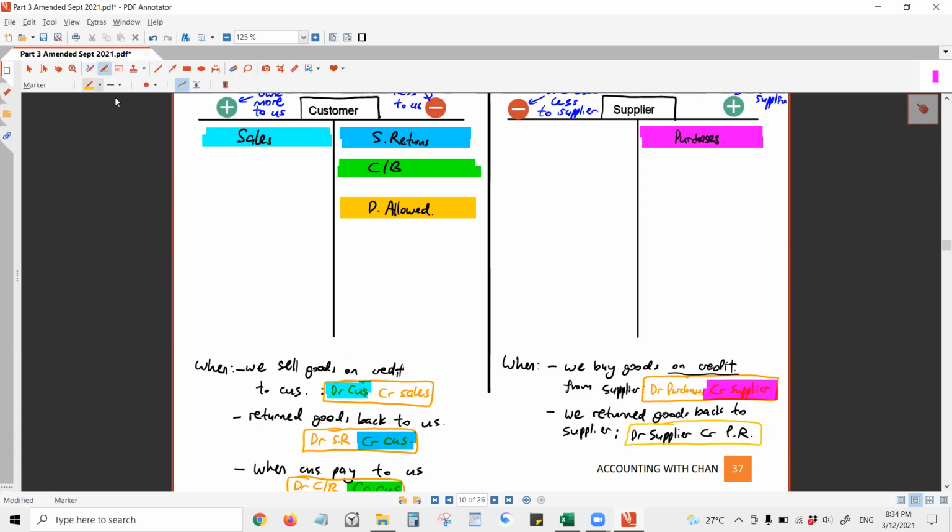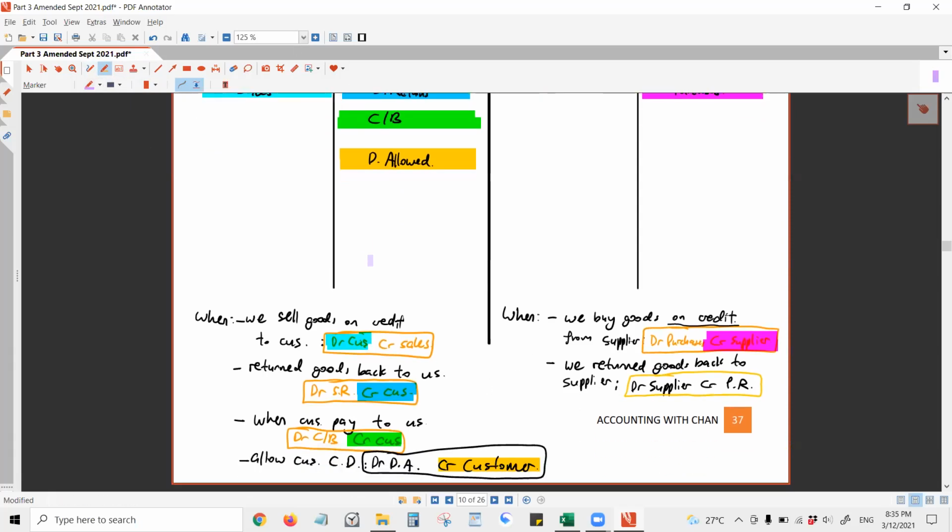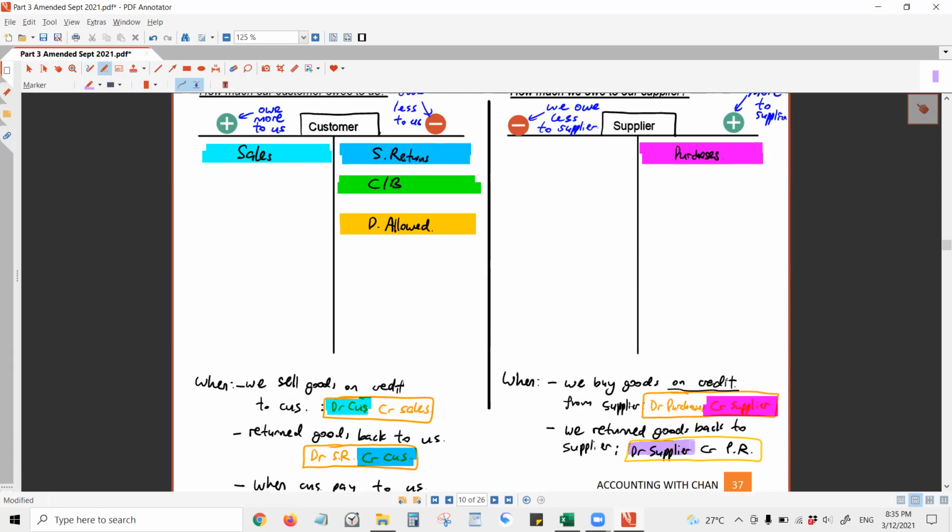So you see, when we return goods back to the supplier, it indicates that we owe less to the supplier, right? We are going to owe less to the supplier after returning some goods. We have to debit supplier account. So here, purchases returns.